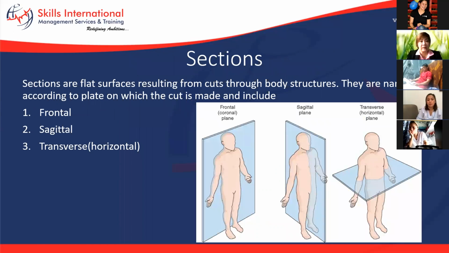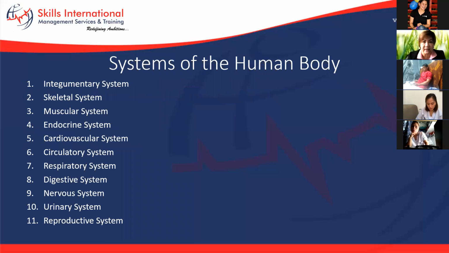When we talk about sections, sections are flat surfaces resulting from cuts to body structure. So they are named according to the plane on which the cut is made and include frontal. Nakikita nyo yung photo natin sa baba. Meron tayong tinatawag na frontal section. Meron tayong sagittal section. At meron tayong transverse, horizontal. So nakikita natin ito yung mga body sections.